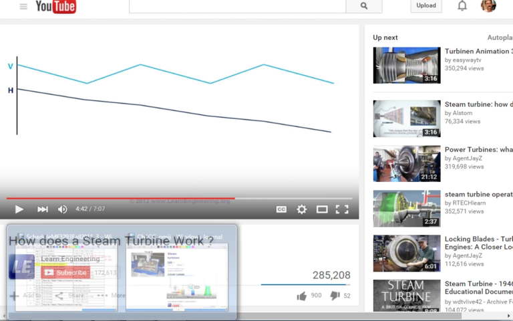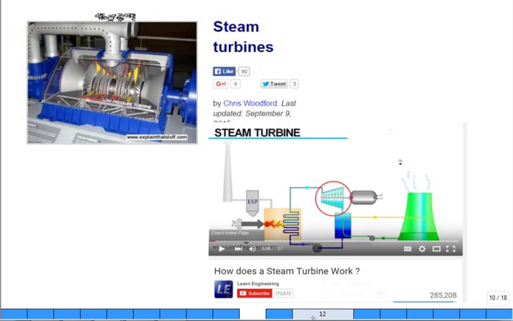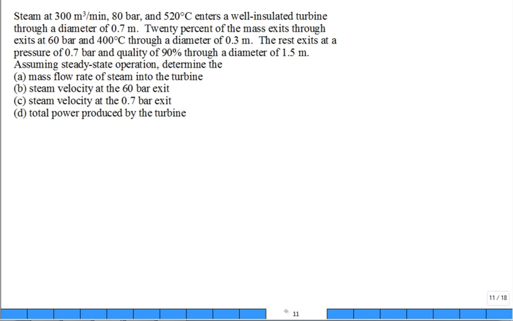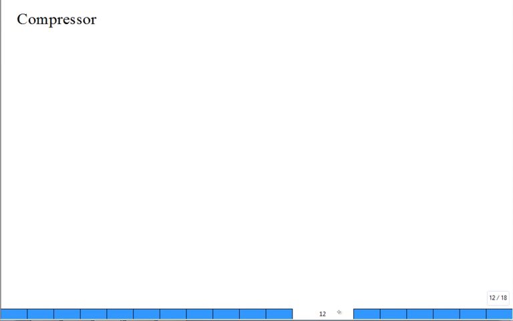Let's jump back to here. This problem I solved already for the 9 o'clock, so what I'm going to do is post that, throw it up there on the internet. But I'm going to solve a compressor problem. There's a lot of different compressors.